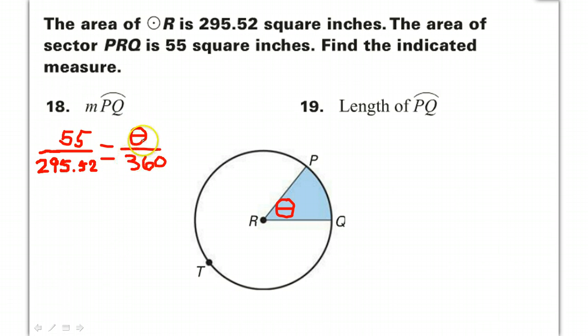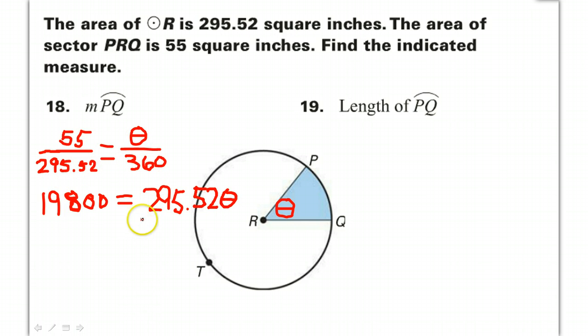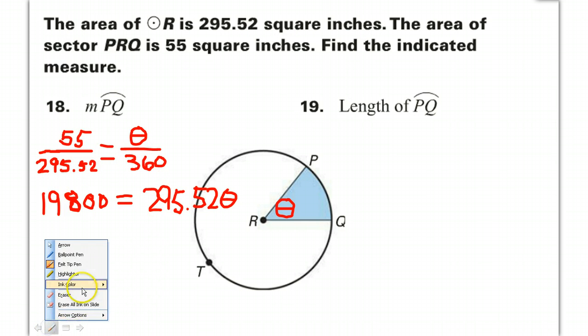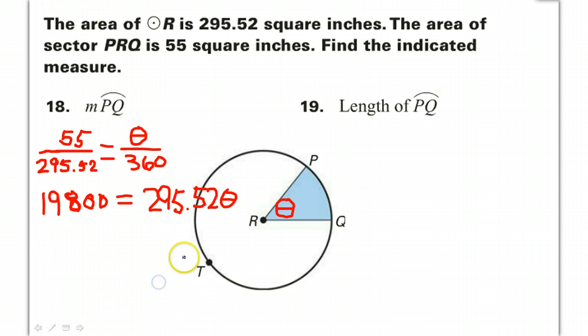Okay, so we know everything except for theta, so we should be able to cross multiply. Cross multiplying, I get 55 times 360, which is 19,800, equals 295.52 theta. Now what am I going to do? Divide by 19,800 to both sides. That's close. We're going to divide, but remember, we're trying to get theta by itself. Oh, you divide by 295.52. Exactly. So I need to divide both sides by 295.52.